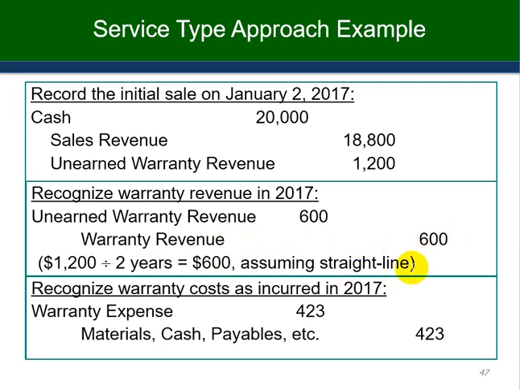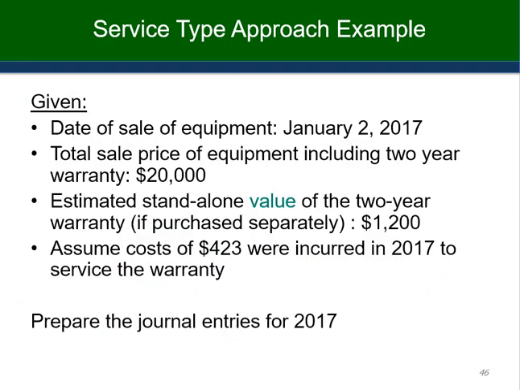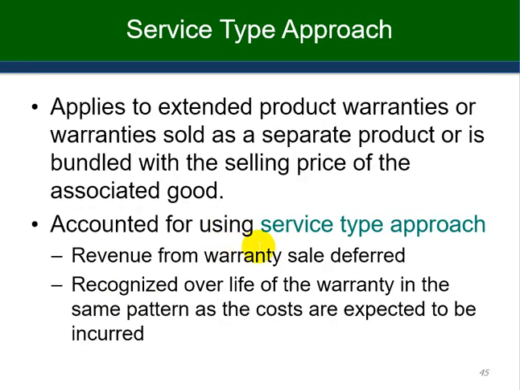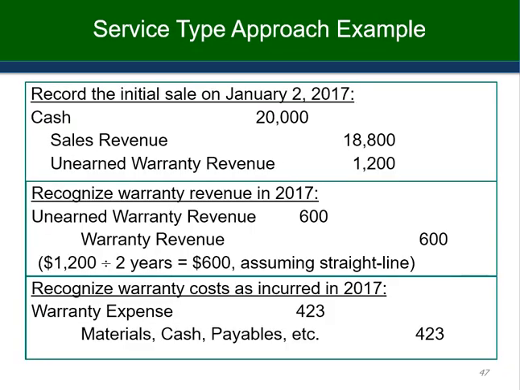And it's just a straight line obligation because there's no difference in the expected timing of the warranty. So straight line is applied in this case. There is a little note here that says revenue is recognized over the life of the warranty in the same pattern as the costs are expected to be incurred. So if there's expected to be an even amount of warranty expenditures over the next 2 years, we would use straight line. If for some reason there's a higher expectation of warranty expenditures in the second year, we might use 1 out of 3 the first year and then 2 out of 3 the next year, something like that.